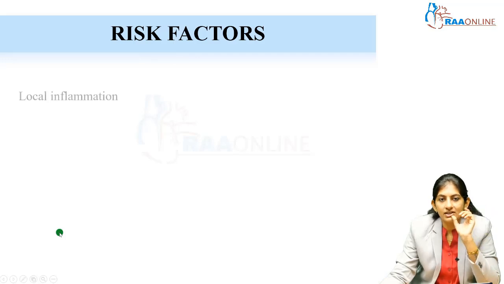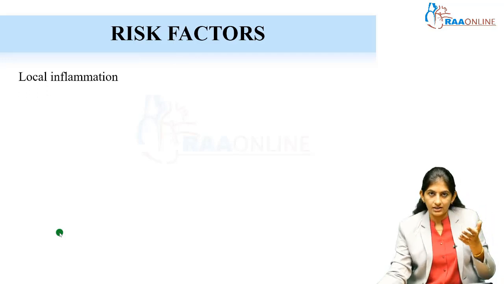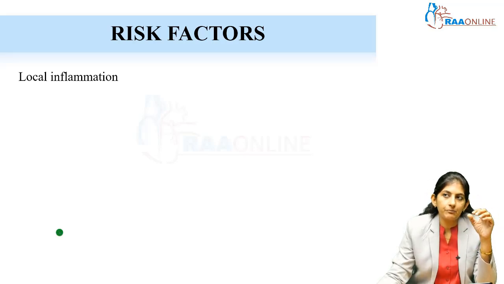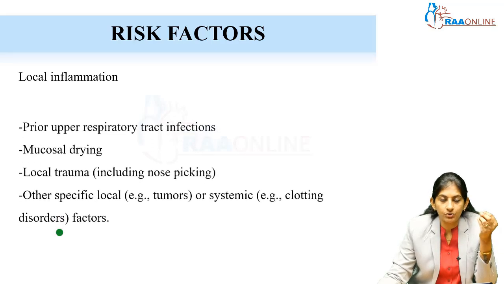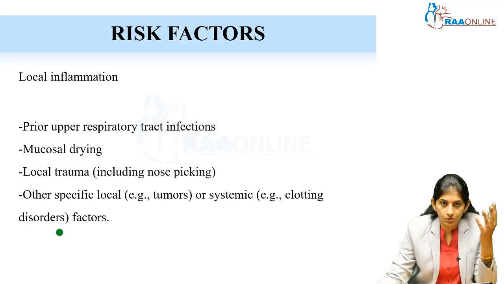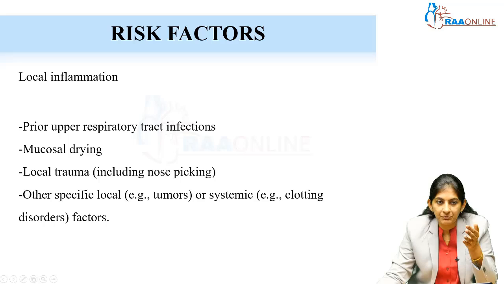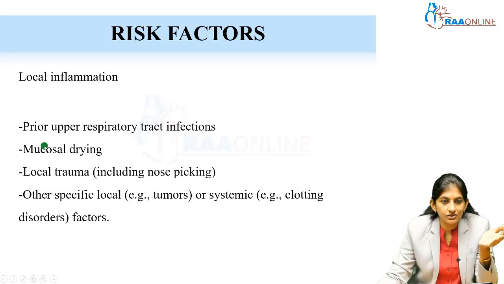Next, moving on to the risk factors. I already told you one risk factor is the dry atmospheric condition. Apart from that, any cause that will cause local inflammation. It can be a simple common cold. The child could have had a common cold or URI just prior to the epistaxis. This prior URI will cause an inflammation, rhinitis. That is the most common risk factor for epistaxis, a secondary epistaxis. Mucosal drying, of course, we just discussed.